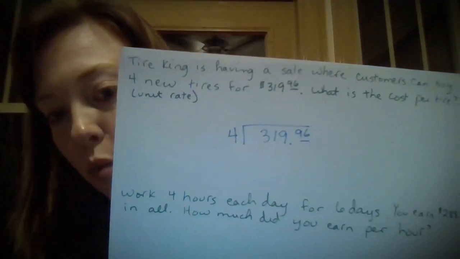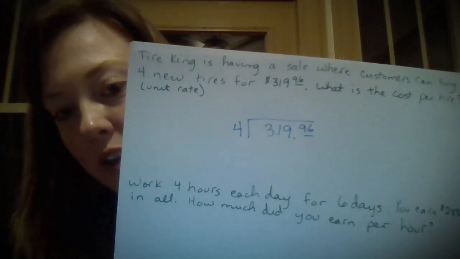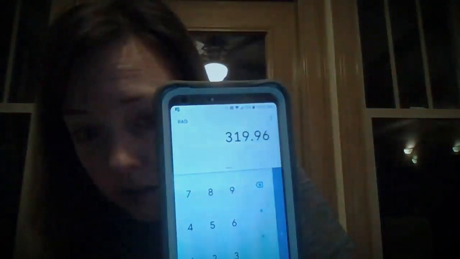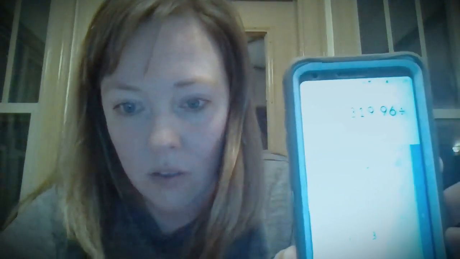So you just divide it. You guys put the price in the house, which we talked about last week, and then you put the 4 on the outside. You get out your calculators. You can use them for this unit. Put $319.96 in there. Divide, just like that. You guys can see that. Divide it by 4, and you get $79.99 per tire.